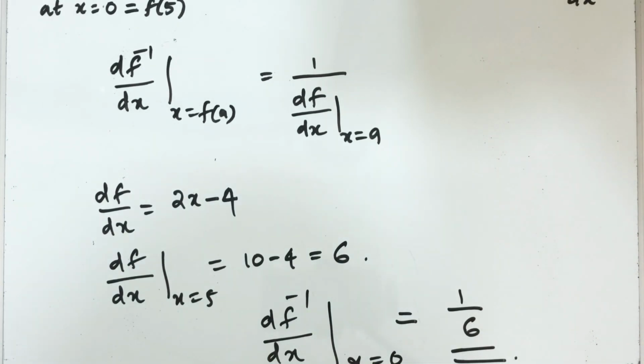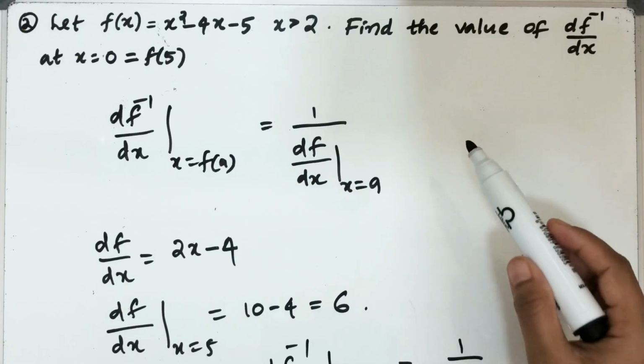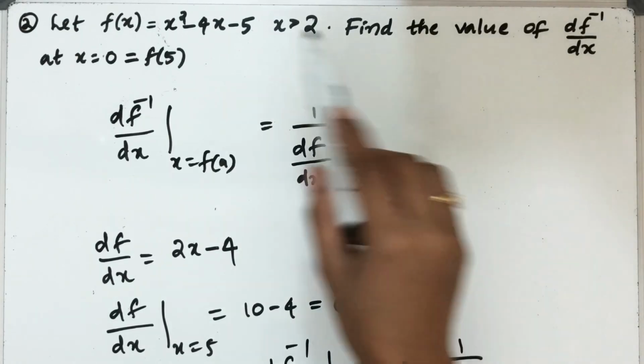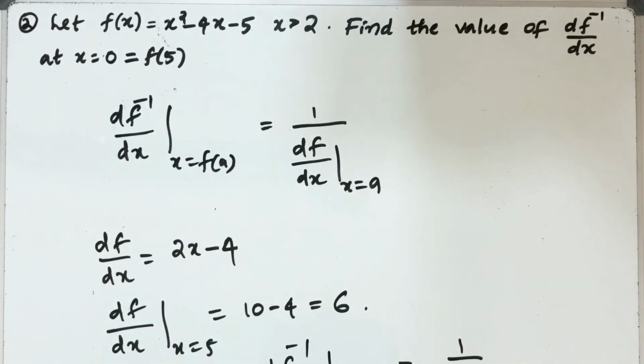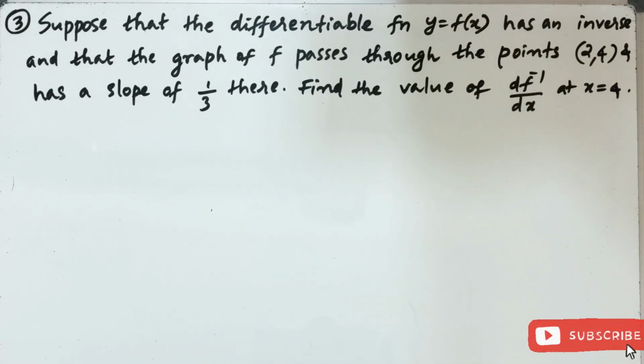This question you may be asked like find the slope of tangent of inverse of this function at the point x is equal to 0. They are also the same way. 1 by 6. Slope of tangent of inverse of this function at x is equal to 0 is 1 by 6. Keep in mind. Next question.